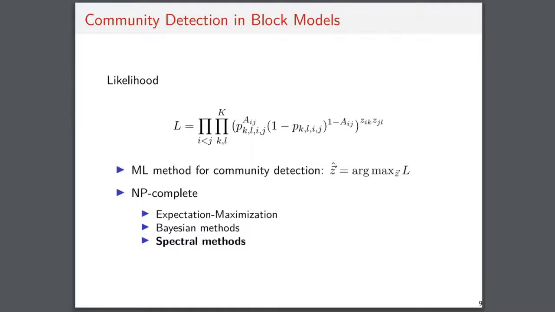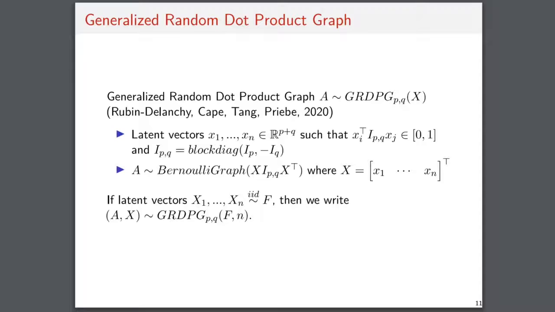Now that we have these block models, we want to go back to our original problem of graph partitioning via community detection. Unfortunately, likelihood maximization for these problems is NP-complete, so we need to take a different approach. In order to motivate this, we will introduce another type of Bernoulli graph called the generalized random dot product graph. In this model, we start with latent vectors x_1, x_2, up to x_n in Euclidean space, and we set the edge probability between each pair i and j by taking the indefinite inner product between latent vectors x_i and x_j.